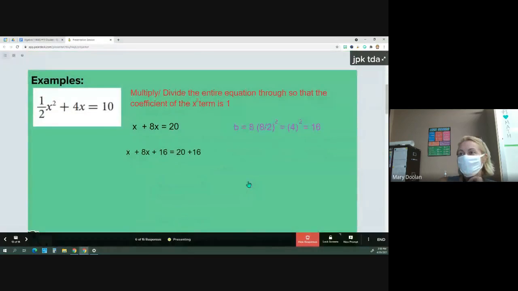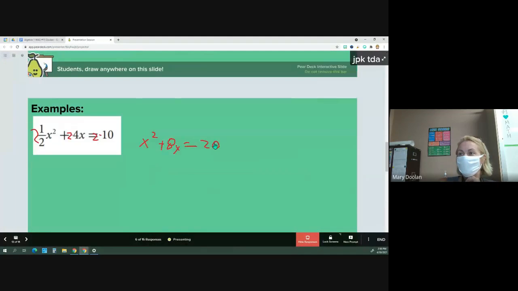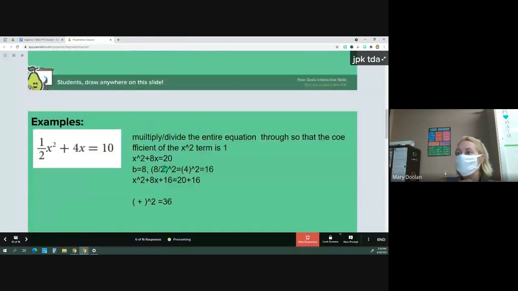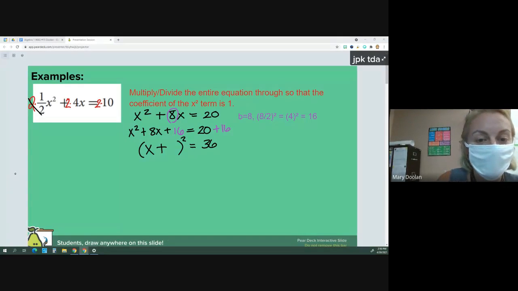So I could kind of see your work. Adding 16 to both sides. What's going to go in the parentheses? 20 and 16? No. So remember, it's what you're squaring to get x squared and what you're squaring to get 16. We squared x to get x squared, so x goes here. We squared 4 to get 16, so 4 goes here. And you can always come over here and check that that actually works.